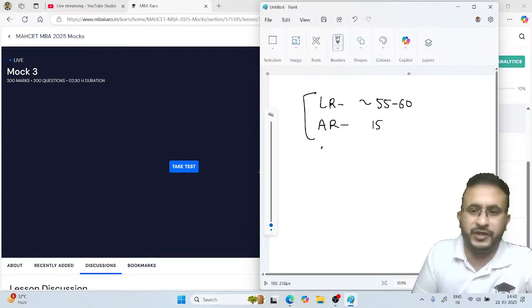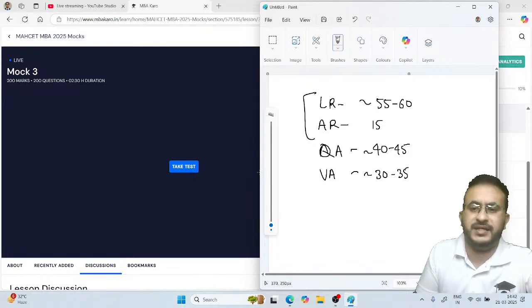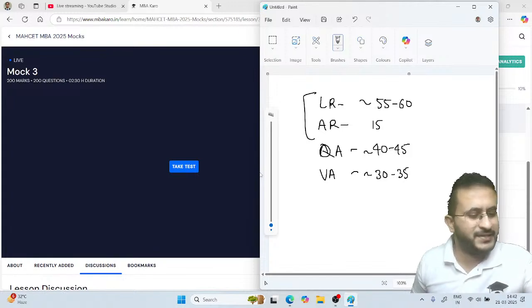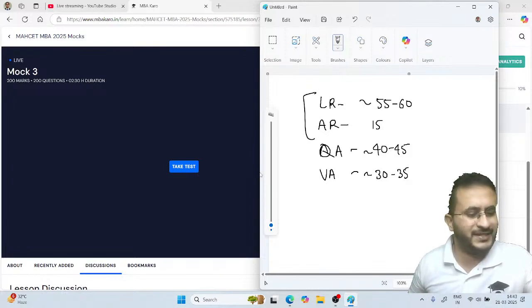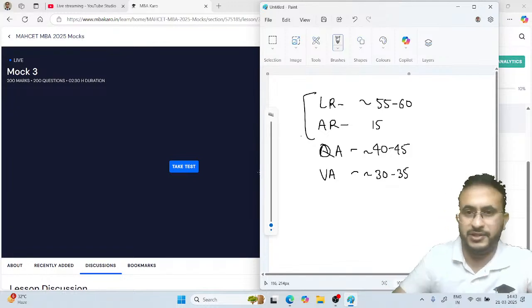Of the remaining, QA should be around 40 to 45 minutes for an ideal attempt, and VA should be around 30 to 35 minutes. So this is an ideal distribution if you want to score across all sections. Now there are some students who want to maximize their score in one of the sections. Some people, whose quant is not that good, give less time to quant. That is a different thing. But if you want a balanced approach, this should be the ideal time distribution.